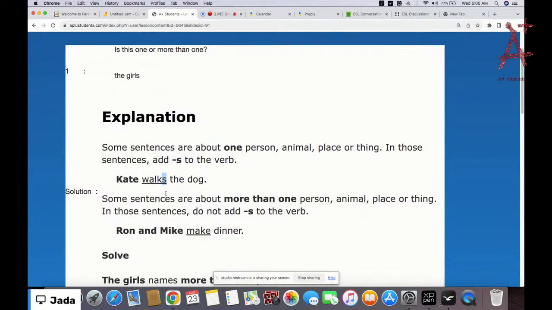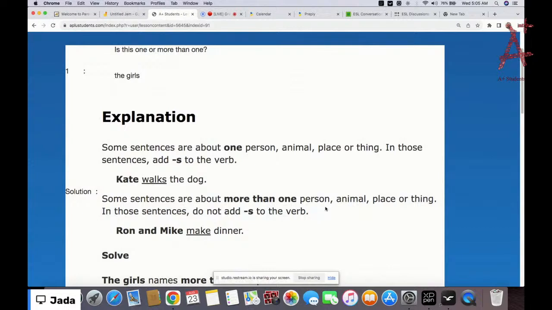All right, so let's look at this now. Some sentences are about more than one person, animal, place, or thing. When we have a sentence that is more than one person, animal, place, or thing, that is what we call a plural sentence. It's a plural sentence because it is more than one. All right. So in those sentences, do not add s to the verb.